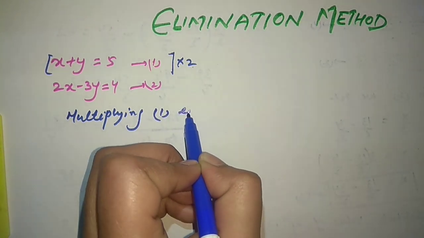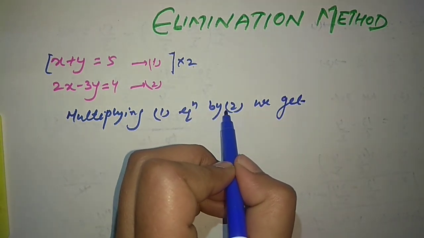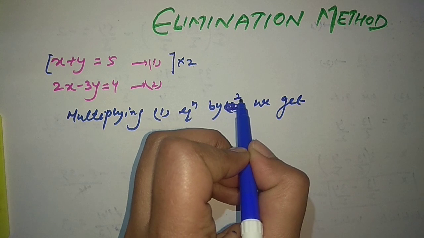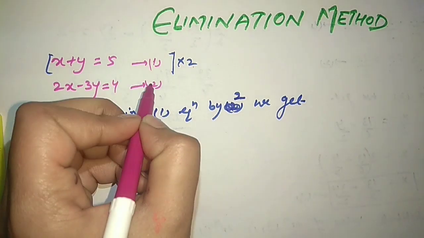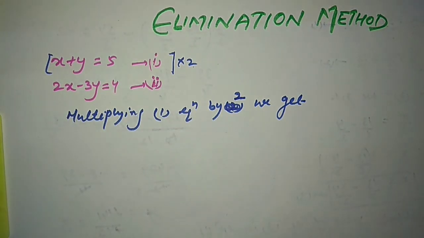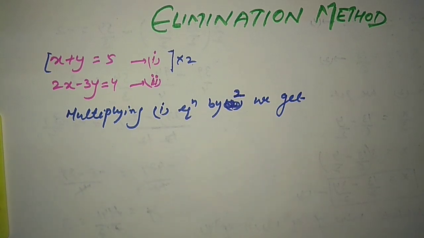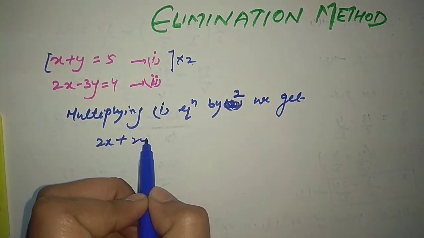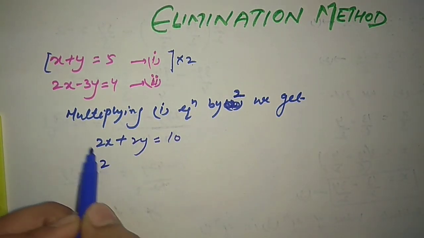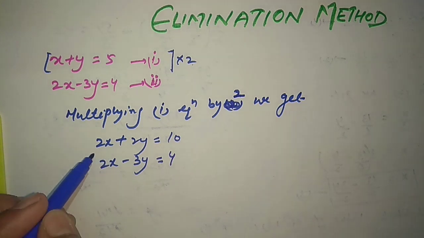First equation by 2, we get, simple 2. Clear? Let these equations be in Roman numerals, that is second and first, so that we do not get confused. So this is our first equation and I am multiplying my first equation by 2. On multiplying I get 2x plus 2y is equal to 10, and here we have our second equation, it remains the same, 2x minus 3y is equals to 4.